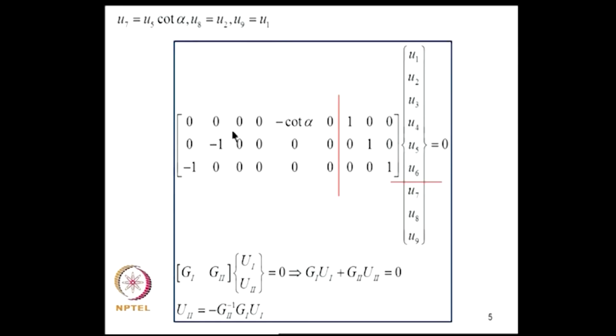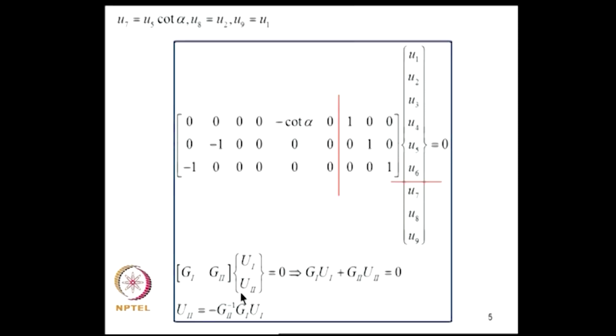For example, 1, 2, 3, 4, 5 minus U5 cot alpha is U7. Yeah, the first equation requires some correction, I will do that. Then U2 minus U2 plus U8 equal to 0. So, that is fine, and similarly U1 minus U1 plus U9 must be equal to 0. So, this can be put in this matrix form.